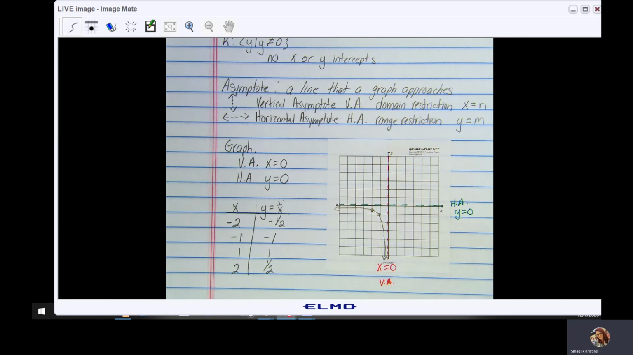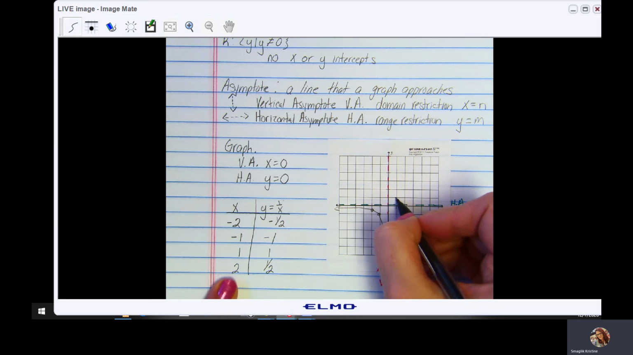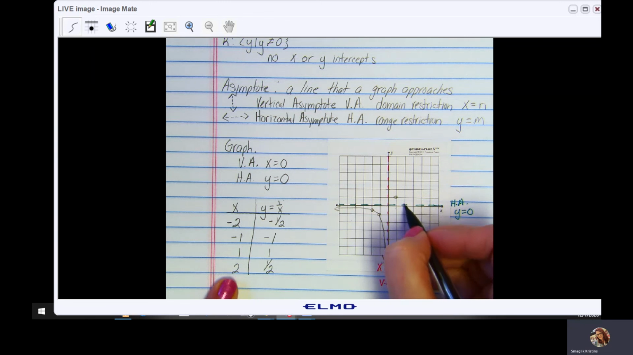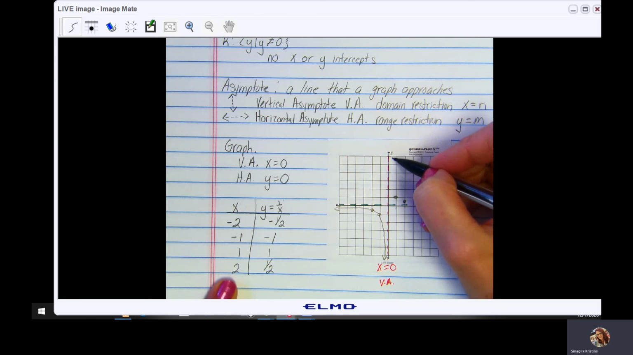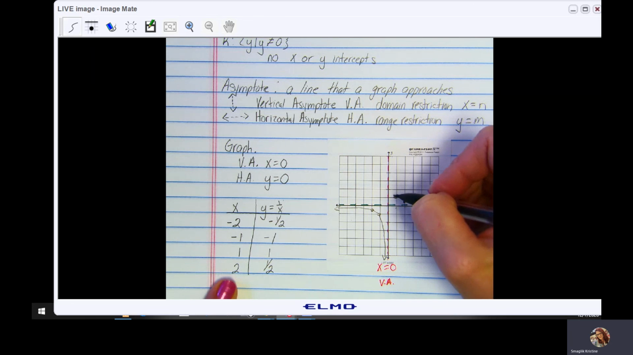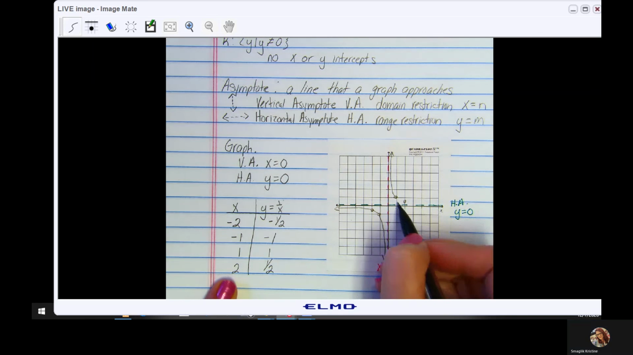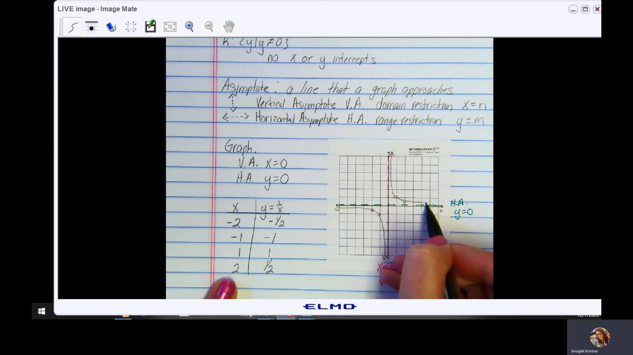Now going to the right, when x is +1, y is +1. And when x is 2, y is 1/2. So here it is again. It's going to come up, and it's going to get closer and closer to this asymptote, but never cross it. In here, it's going to come down, and it's going to hug up against that horizontal asymptote.